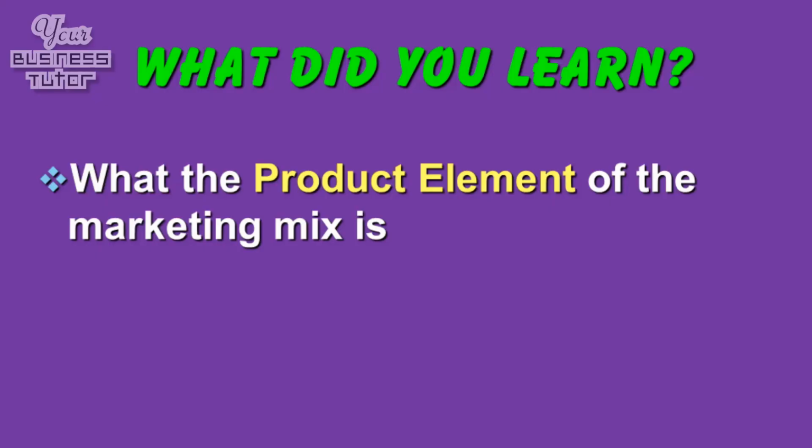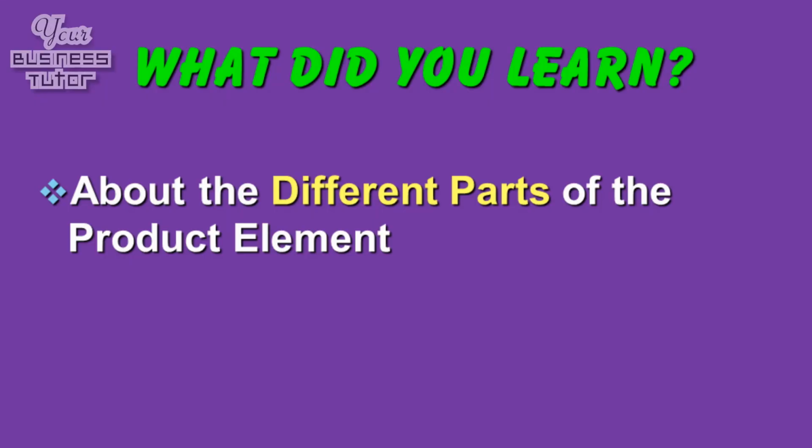Okay, so what did we learn in this presentation? Well, first of all, we found out about what the product element of the marketing mix is, and then we went on to explore the different parts of the product element. Product is the most important element of the marketing mix, as it is what the customer actually buys. It is therefore essential that a business gets this element correct, otherwise it will struggle to sell anything.